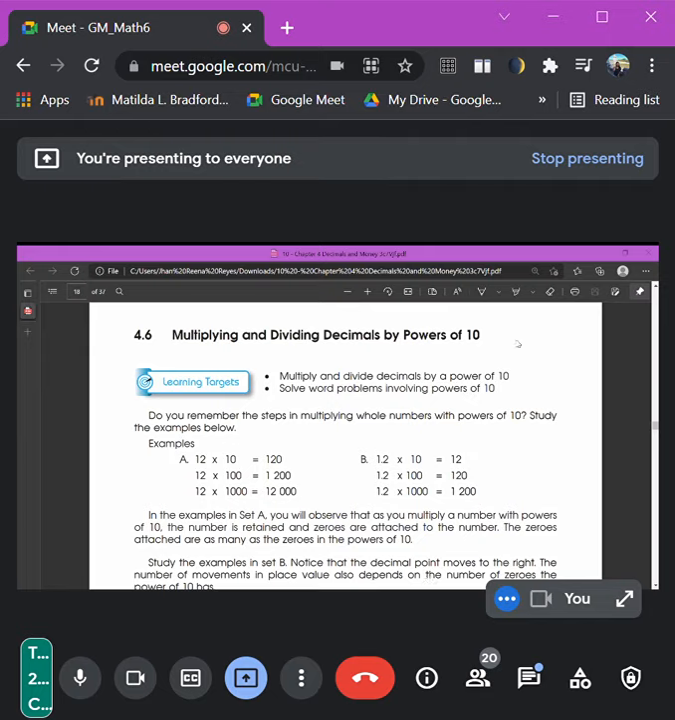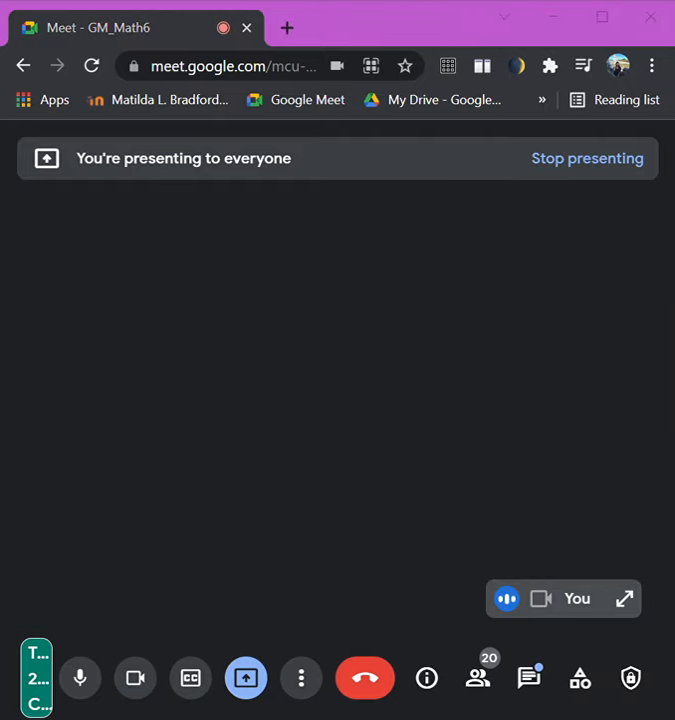So you can see on my screen, this is 4.6 in your ebook, under decimals and money. Here we are going to multiply and divide decimals by powers of 10. So this is a recap of your discussion when you were in grade 5, grade 6, grade 4, grade 3; you have this in your math subjects.